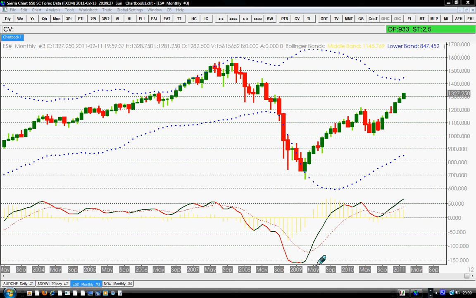Hello traders. This is the technical analysis of the market, looking at the Dow Jones, the NASDAQ, and the S&P 500 in order to understand where the market is about to go, what is likely to happen.